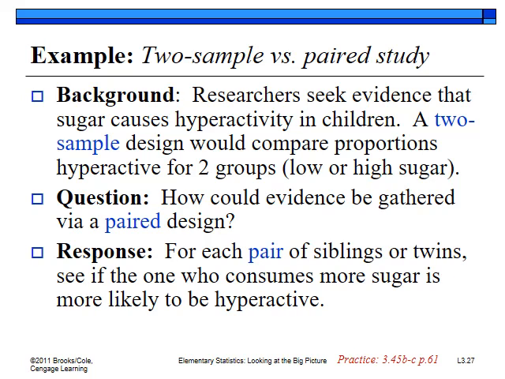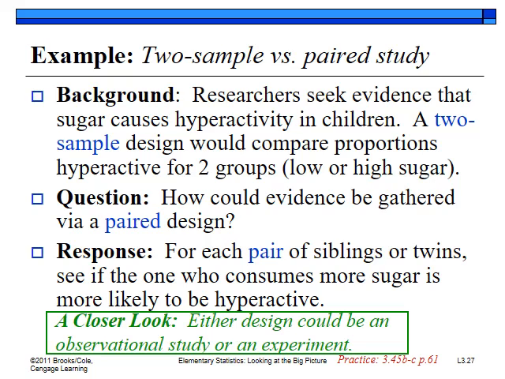One way would be to look at a pair of siblings or twins and see if the one that consumes more sugar is more hyperactive. Using siblings would allow us to control for parenting style. Considering twins would allow us to control for genetics. Either one of these designs could be an observational study or an experiment.